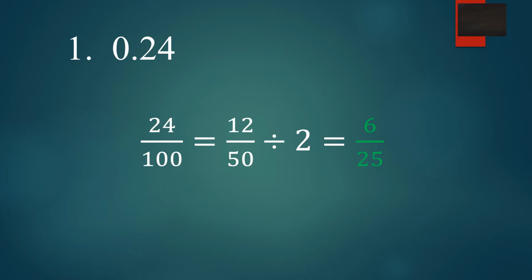So, ano ba yung GCF ng 24 and 100? Yun ay 4. So, we will divide 24 and 100 sa 4. Kaya 24 divided by 4 is equal to 6, and 100 divided by 4 is equal to 25. So, we will have 6 over 25. Kaya may simplify pa ba natin iyan? Hindi na. Kaya 24 hundredths is equal to 6 over 25.